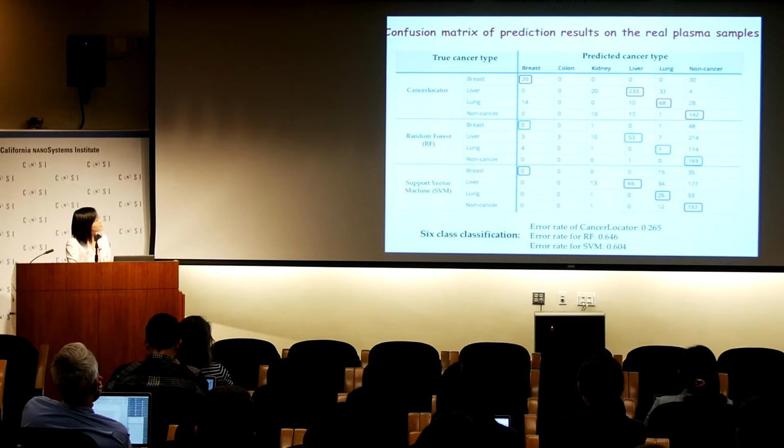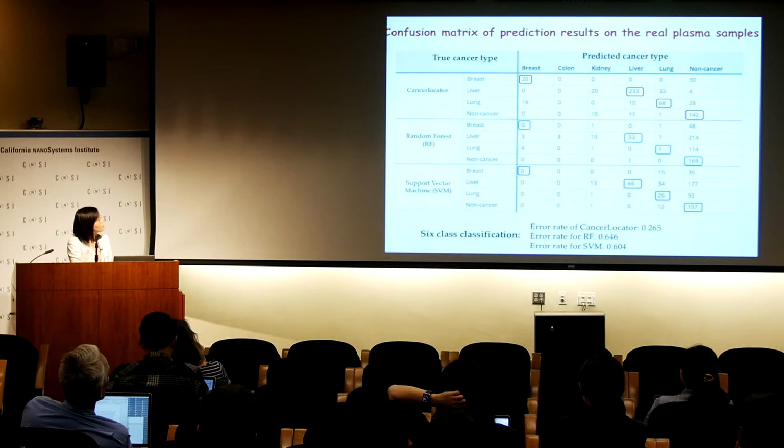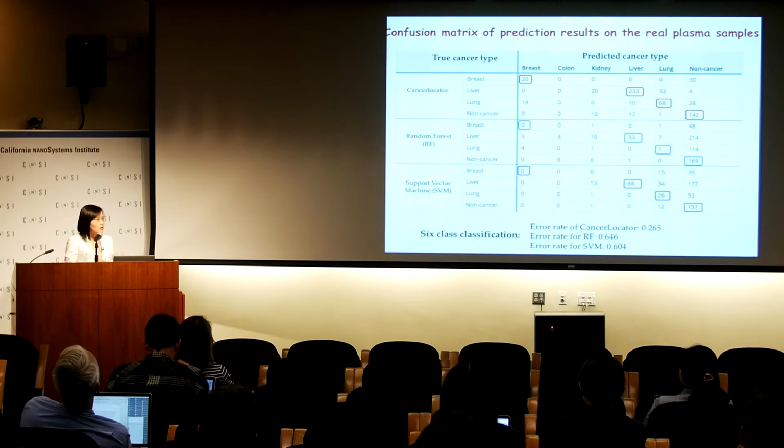But for breast cancer, we actually did not do very well, because the breast is not well circulated, while liver and lung, for which we did a pretty good job, are well-secreted organs. Basically, if the cells of the organ secrete a lot of cfDNA into the bloodstream, we can more easily identify the cancer signal from that organ. And obviously our method performs much better than random forest and SVM in terms of error rate.